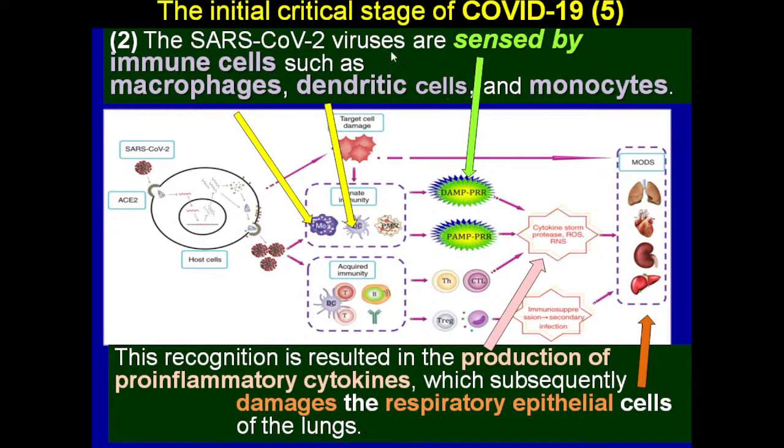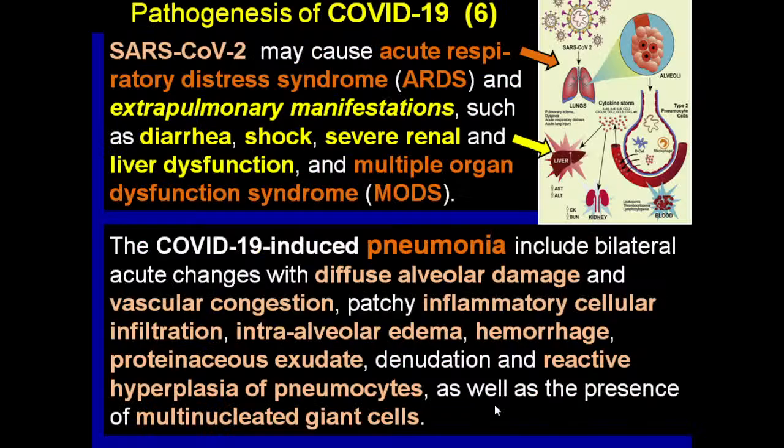So when the SARS-CoV viruses are sensed by the immune cells, such as macrophages, dendritic cells, and monocytes, their recognition results in production of pro-inflammatory cytokines that also damage respiratory epithelial cells of the lungs.